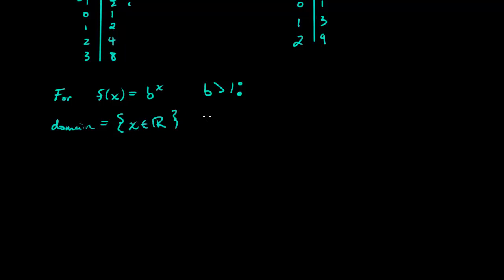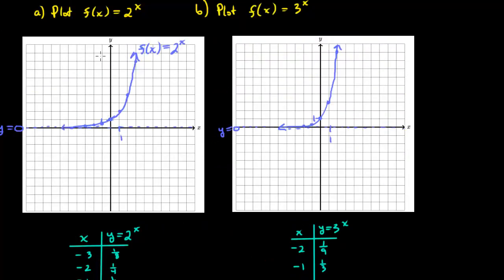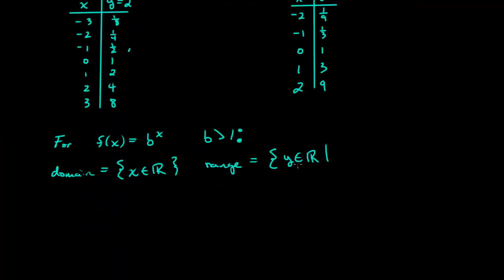And then our range was the set of y in the real numbers, such that here y has to be greater than 0 because we have a horizontal asymptote. So the graph never comes down and touches the x-axis. So we have that the range is the set of all y in the real numbers, such that y has to be strictly greater than 0. We can't say that y is greater than or equal to 0 because the graph never comes down and touches the x-axis.